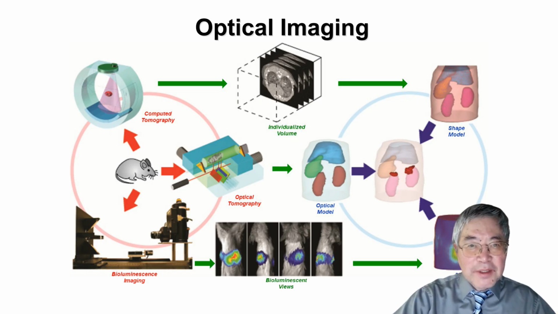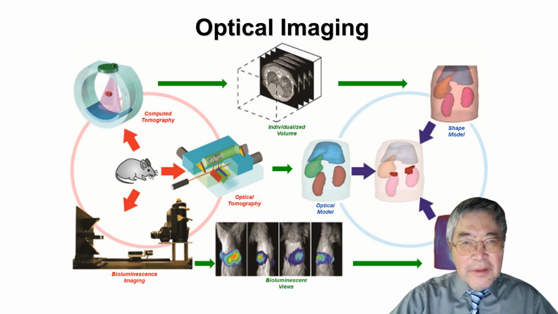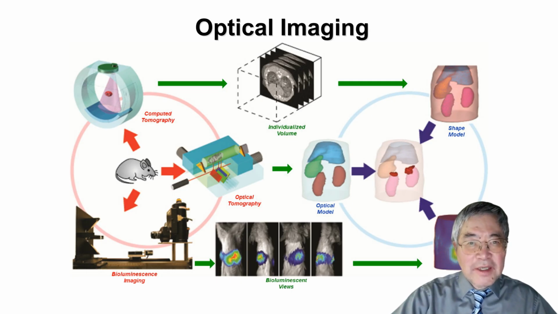For that purpose, we combine an optical imager with a separate tomographic scanner, which helps us get both the anatomy and the optical properties of organs and structures to build a forward imaging model. After that, we can invert this forward model for reconstruction of a 3D distribution of bioluminescent sources.